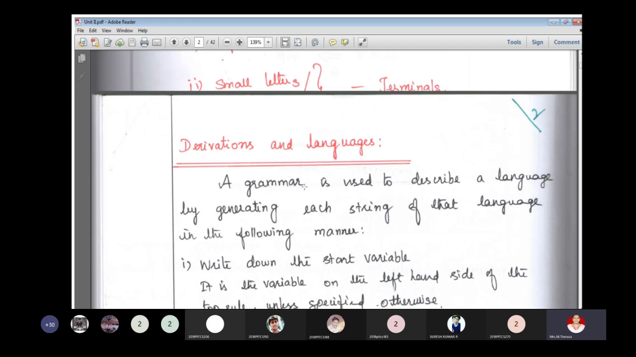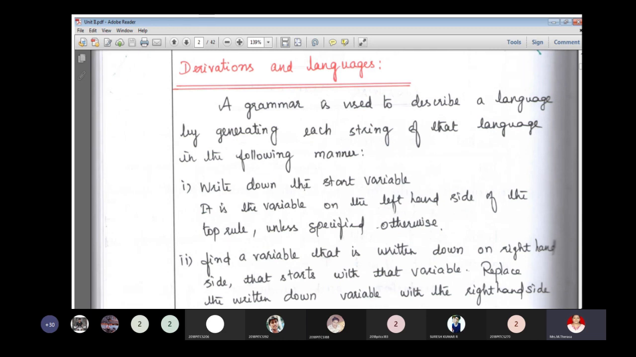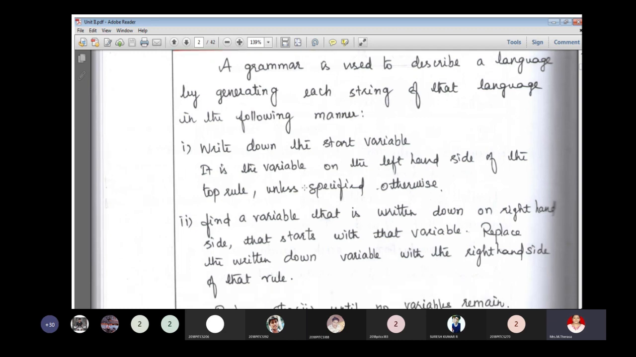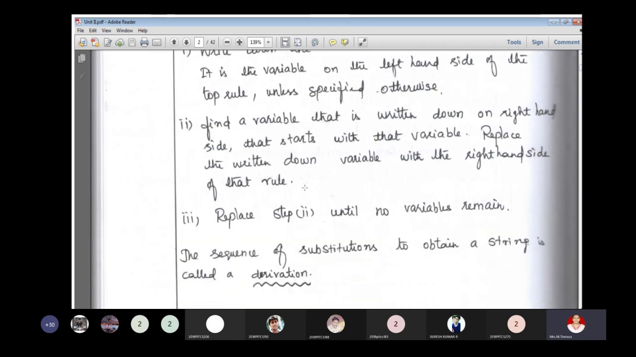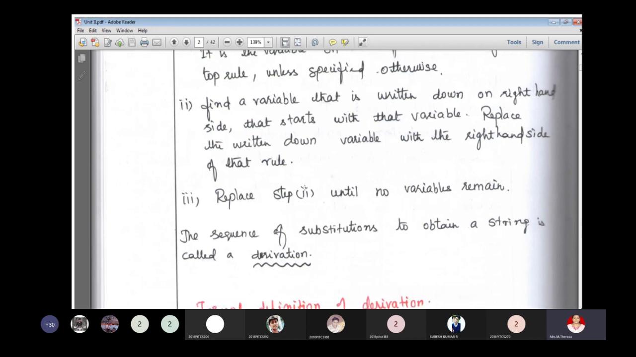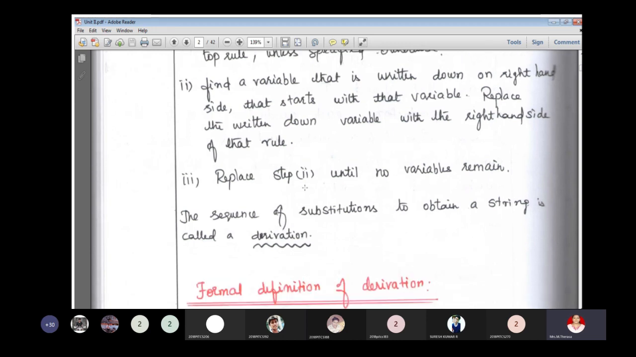So a grammar is used to describe a language by generating each string of that language in the following manner. We write down the start variable, then find a variable that is written down that starts a rule on the right-hand side, and we replace the written-down variable with the right-hand side of that rule. We repeat step 2 until no variable remains. The sequence of substitutions to obtain a string is called a derivation. The sequence of steps which we do to obtain a string is called the derivation.